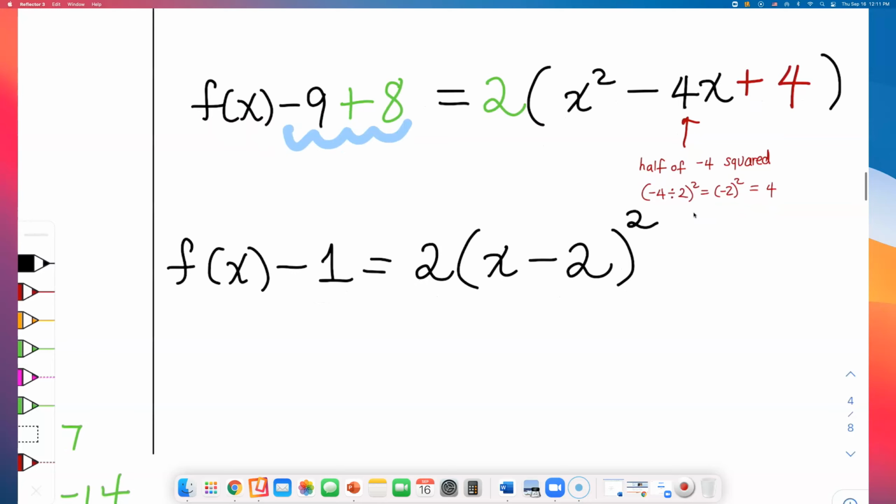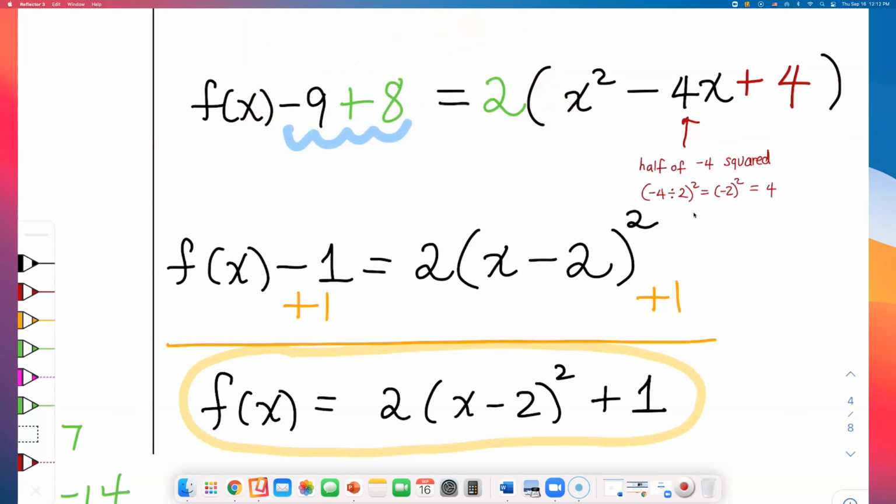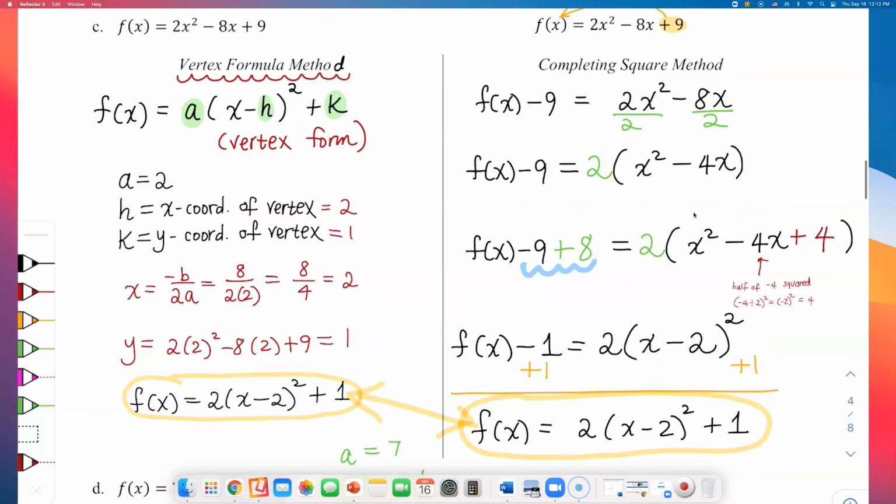And the very last step that we have left to do is just add 1 to both sides so that f of x is all by itself again. f of x equals 2 times x minus 2 squared plus 1. All right, I will zoom out to see what we just got matches what we got using the vertex formula method earlier. Look, they are the same. So it's your choice if you like the vertex formula method, which I like. I like this one better for these cases. But completing the square looked a little bit different, right?